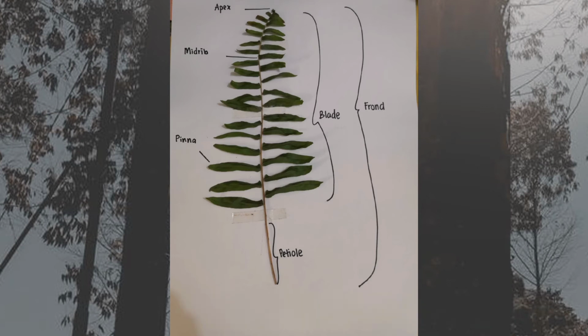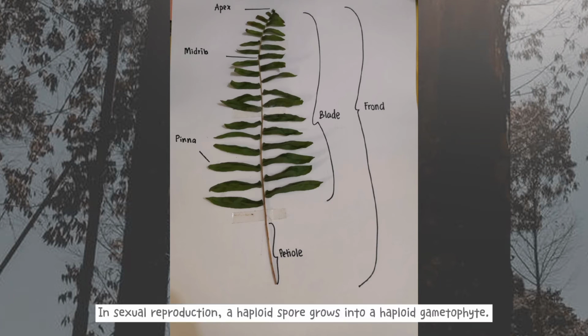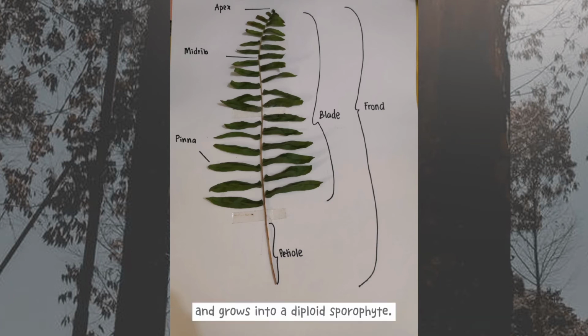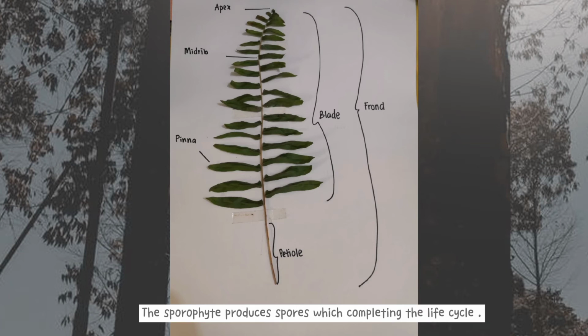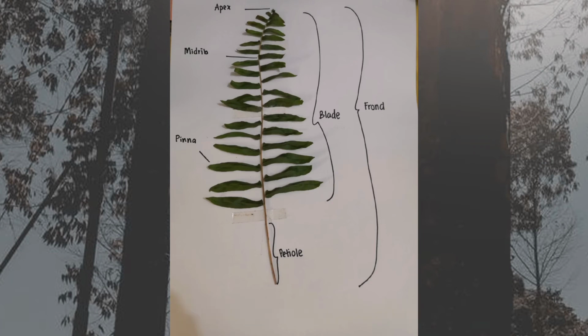A fun fact about the fern is that it can use both sexual and asexual reproduction methods. In sexual reproduction, a haploid spore grows into a haploid gametophyte. If there is enough moisture, the gametophyte is fertilized and grows into a diploid sporophyte. The sporophyte produces spores, completing the life cycle. Asexual methods of reproduction include apogamy, proliferous frond tips, and rhizome spreading.